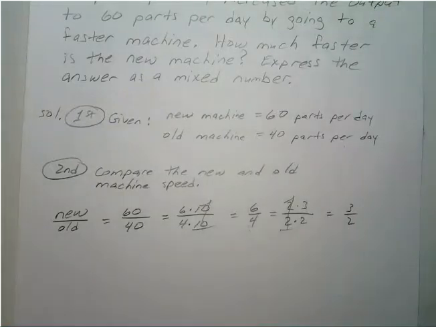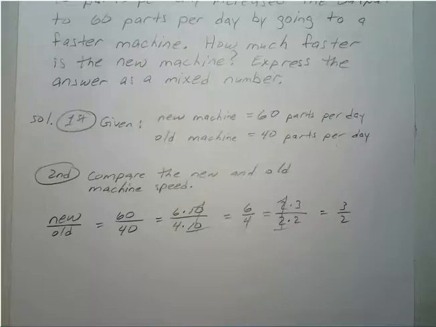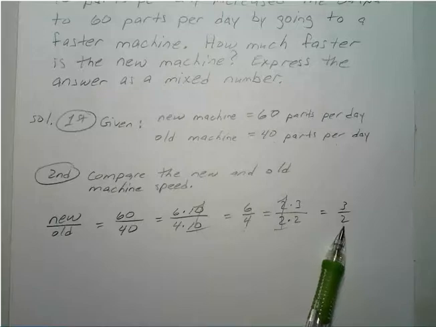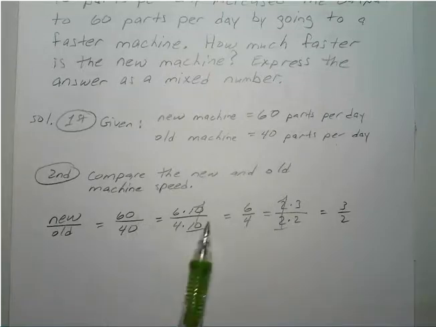So you end up with 3 over 2. Okay, so actually what I could have done right at the very beginning is made 60 equal 20 times 3 and 40 equals 20 times 2. So I could have done it here and got that same answer, but I wanted to show you that sometimes you can simplify it more than once.